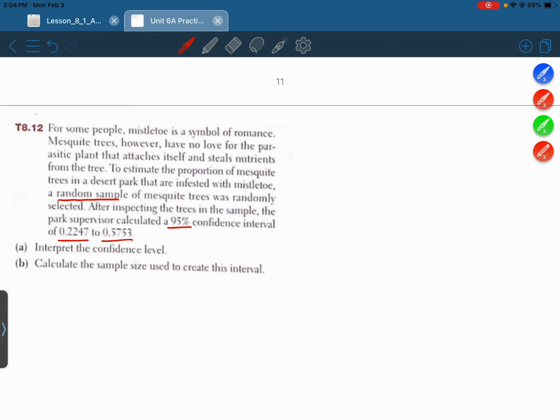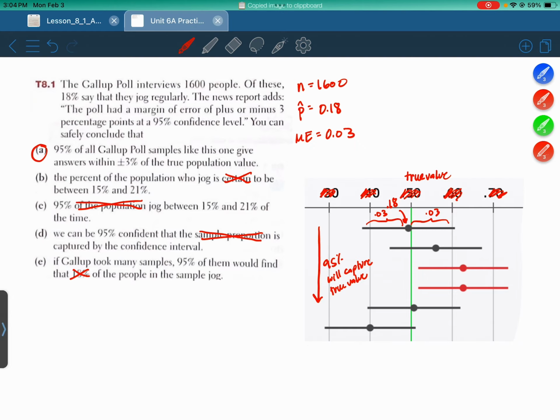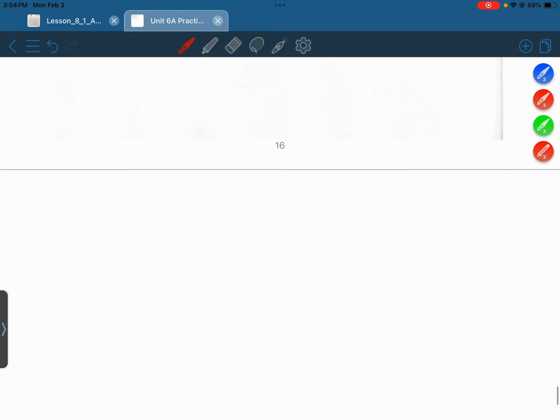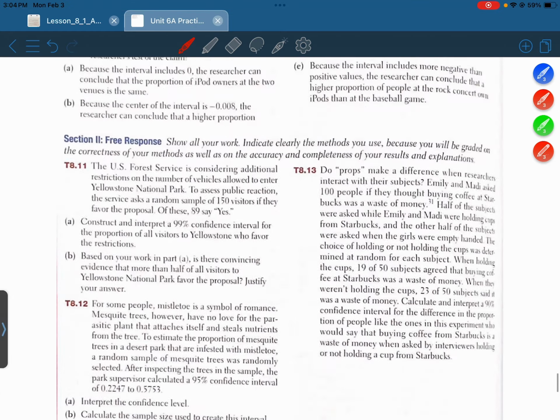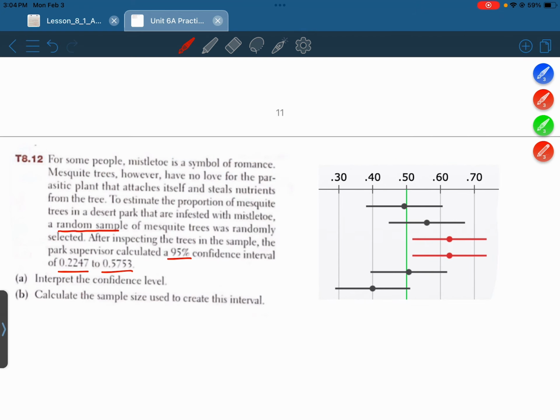Okay, so part A, interpret the confidence level. The way you want to think about the confidence level is to think about what would happen if we took many samples. 95% means in the long run, if we make hundreds or thousands of samples and create an interval for each one, then 95% of them will capture the true value, and then 5% are going to miss.